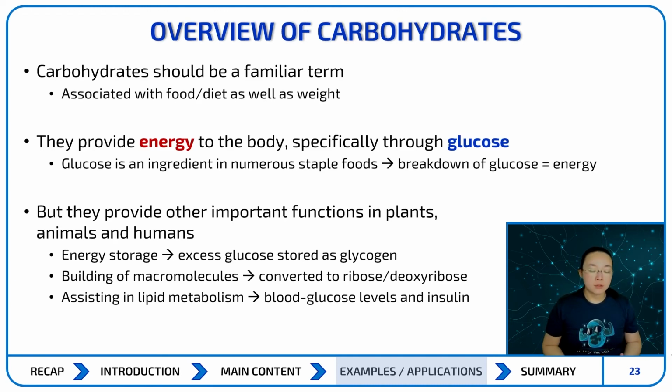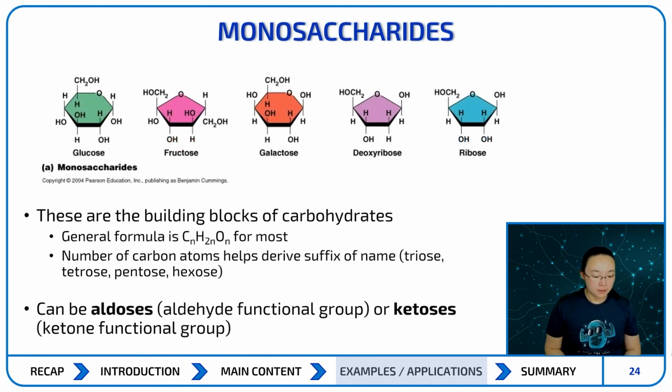So then we've talked about what carbohydrates are and what they can do, why they're important. Now we should probably take a look at what they look like. Over here, I actually have the basic building blocks of all carbohydrates, monosaccharides. With monosaccharides, you can have glucose, fructose, galactose, deoxyribose, and ribose. They're just some examples.